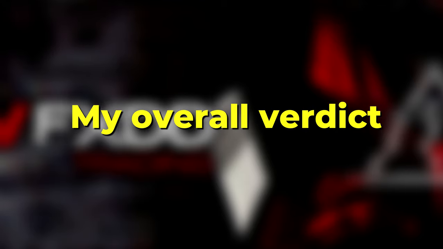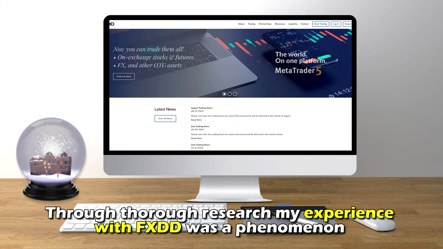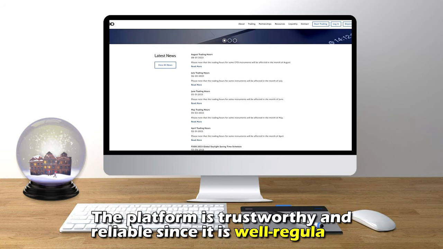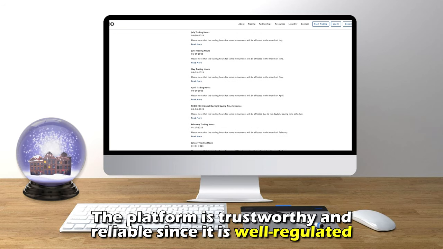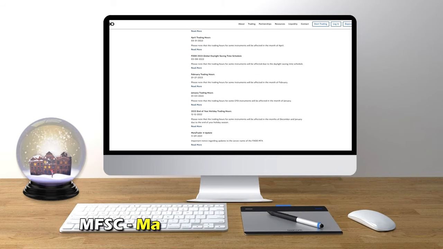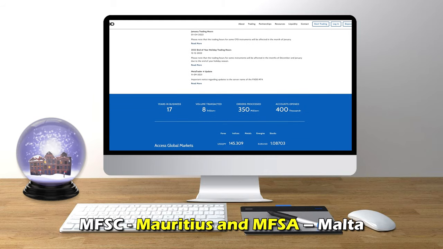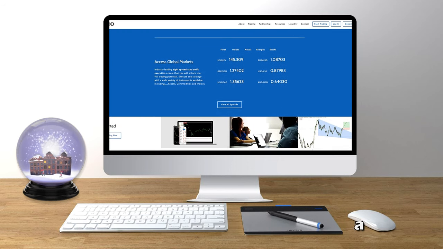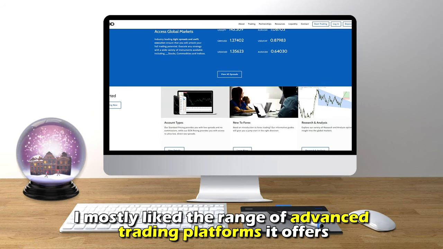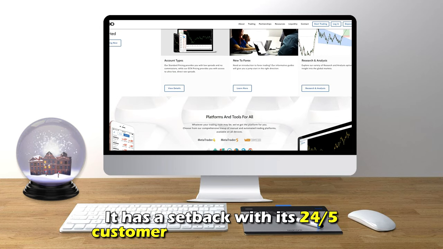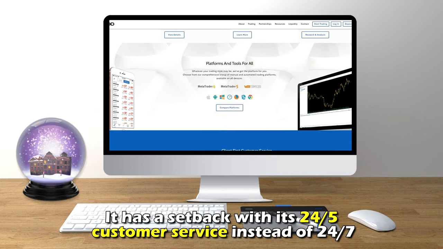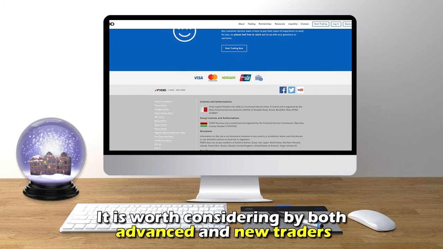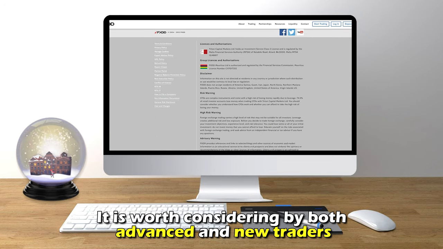My overall verdict. Through thorough research, my experience with FXDD was phenomenal. The platform is trustworthy and reliable since it is well regulated by respectable agencies: the MFSC of Mauritius and MFSA of Malta. I mostly like the range of advanced trading platforms it offers. Though it has a setback with its 24/5 customer service, instead of 24/7, it is worth considering by both advanced and new traders.